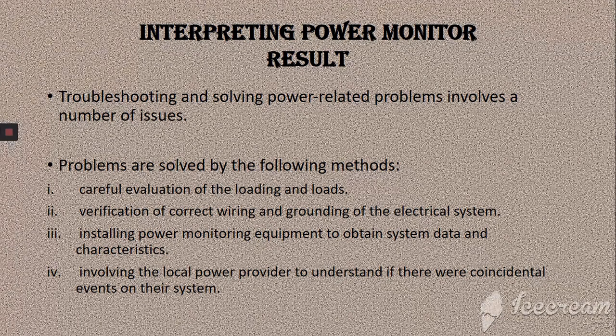So I'm going to proceed with interpreting power monitor results. Troubleshooting and solving power related problems involve a number of issues. So problems are solved by the following methods. First, careful evaluation of the wiring and loads. Second, verification of correct wiring and grounding of the electrical system. Third, installing power monitoring equipment to obtain system data and characteristics. And fourth, involving the local power provider to understand if there were coincidental events on their system.